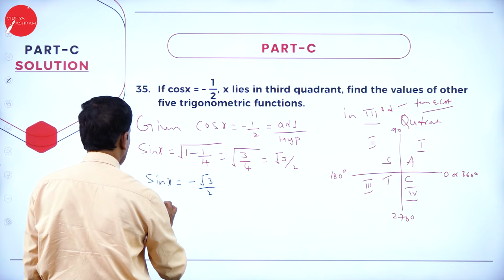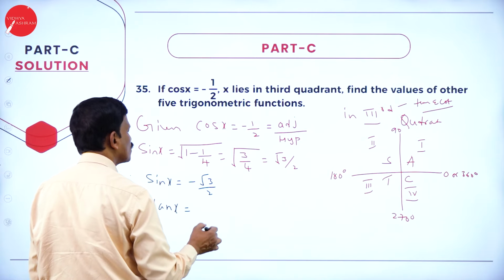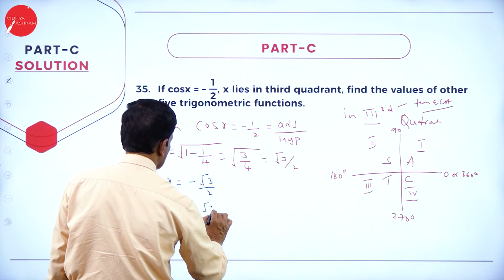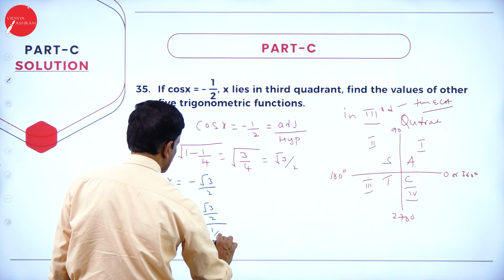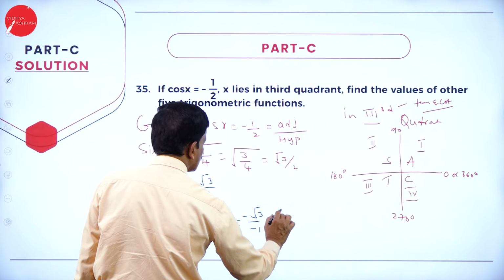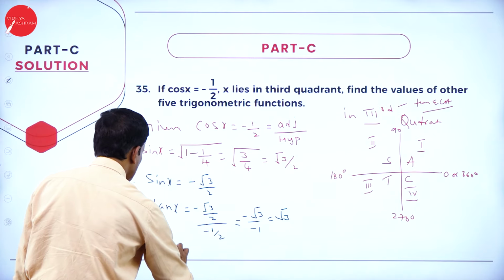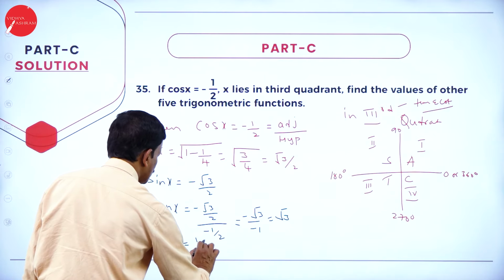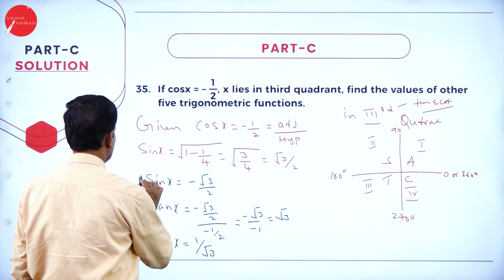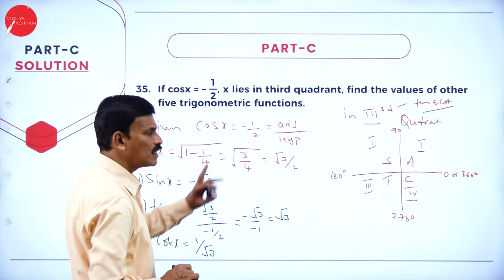And tan is positive. Tan theta is equal to sine by cos. So sine is minus root 3 by 2 divided by minus 1 by 2. 2 gets cancelled. Minus root 3 by minus 1 is plus root 3, since tan is positive. Similarly, cot x is equal to 1 by tan. That's equal to 1 by root 3. So this is first, second, third: sine, tan, cot. Already cos is given.